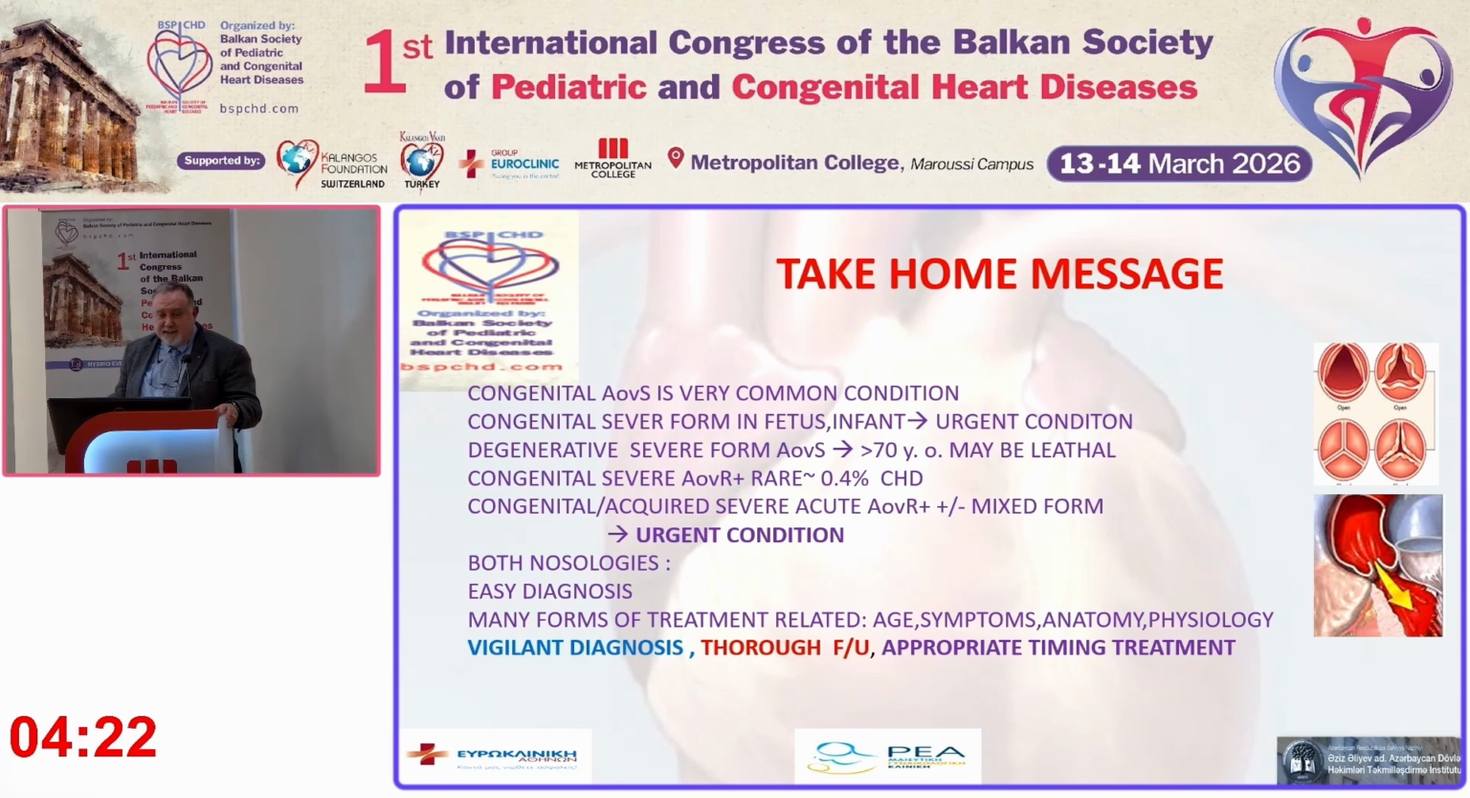The take-home message is that congenital aortic valve disease is a very common condition. Congenital severe form in fetus and infant is an urgent condition. Degenerative severe forms of aortic valve over the 70-year age may be lethal. Congenital severe aortic regurgitation is rare, and we can only see this in 0.4% of all congenital heart disease. Congenital acquired severe acute regurgitation, plus or minus a mixed form, is an urgent condition.